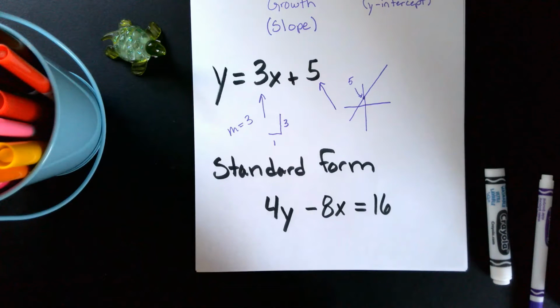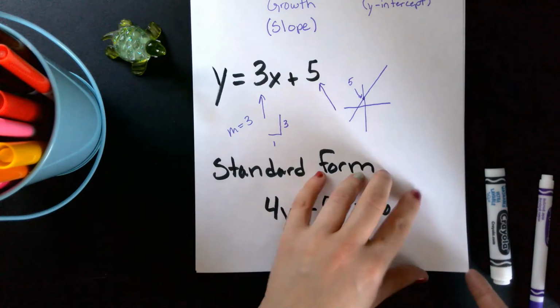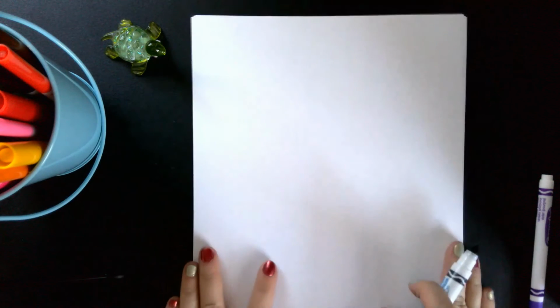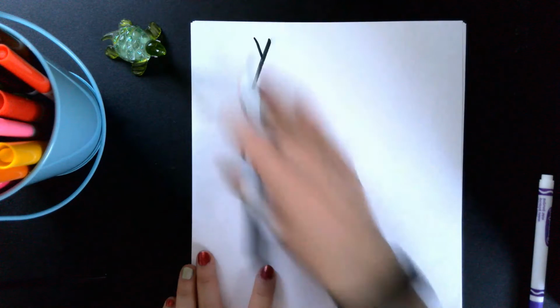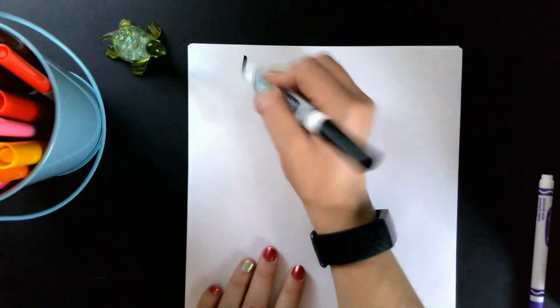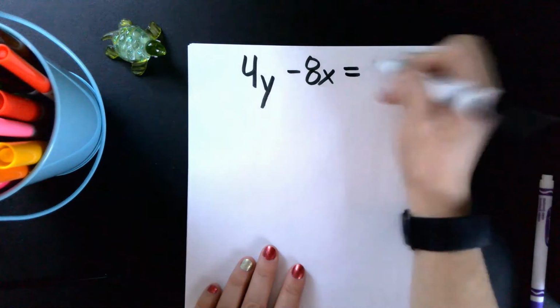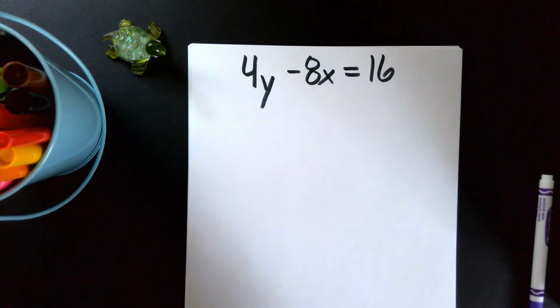And you're probably wondering, how? How on earth did you know that? So let's walk through it. Put that to the side. Rewrite this. So we have, oh, I did that wrong. 4y minus 8x equals 16. So we're going to solve this bad boy. Let's do that in a different color. Blue. Let's do it in blue.